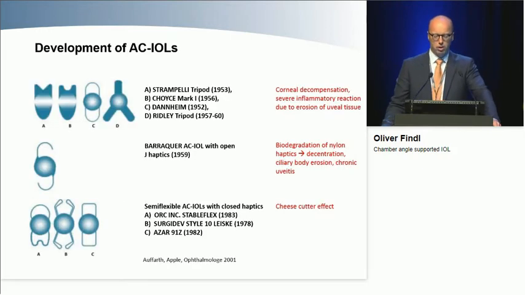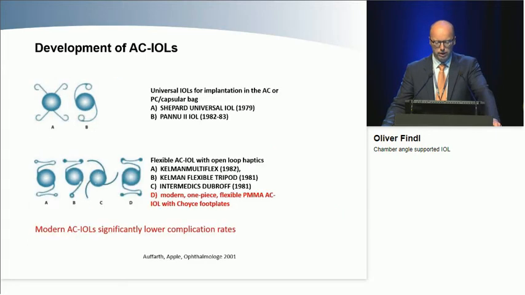So here you can see the first lenses out in the 50s, Stampelli, Choice, Dunheim, Ridley: severe corneal decompensation, severe uveal reaction because of erosion of uveal tissue, a lot of inflammation. Then Baracare came out with an open AC IOL with nylon haptics, and these actually biodegraded and caused decentrations and also other problems. And then came also some sort of closed loop haptics with semi-flexible loops, but again, problems with the iris and also uveitis.